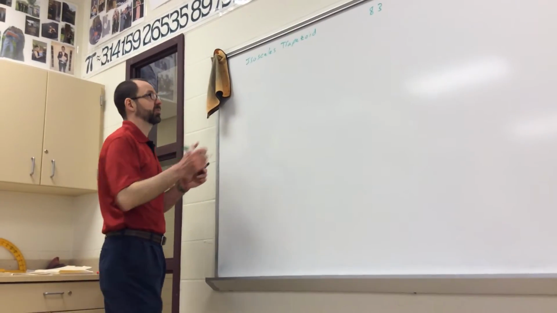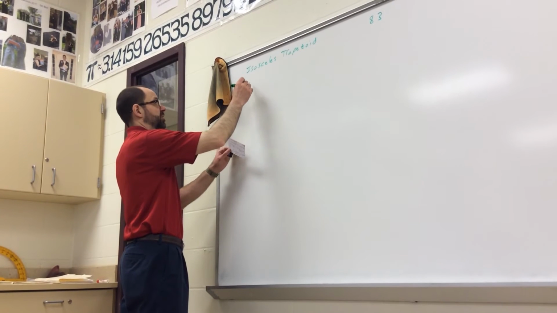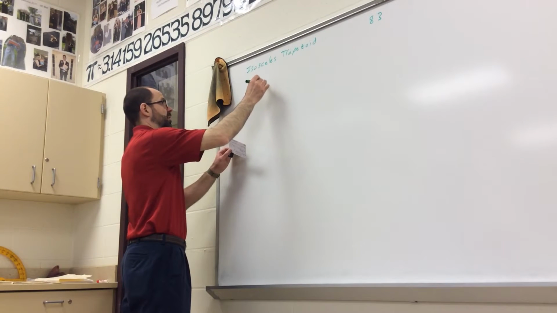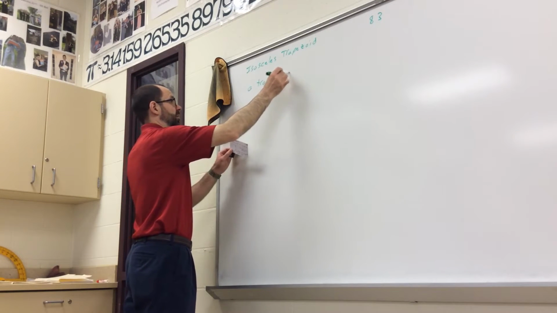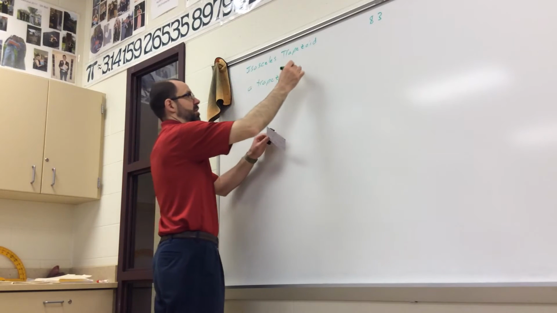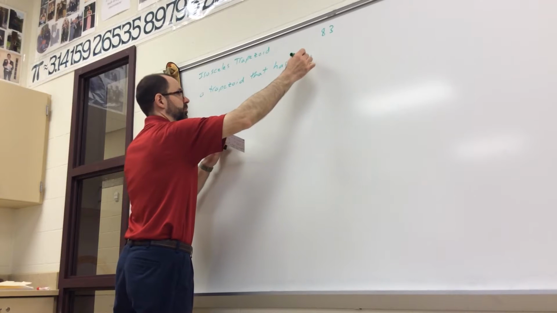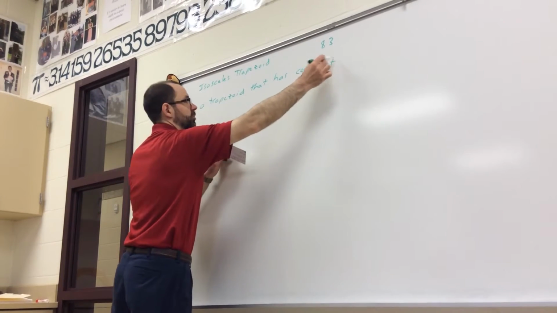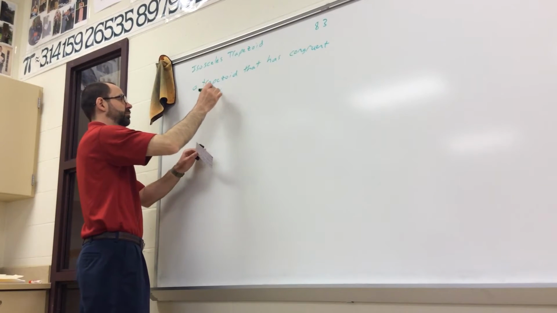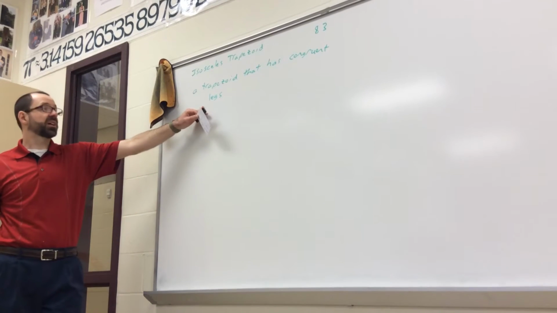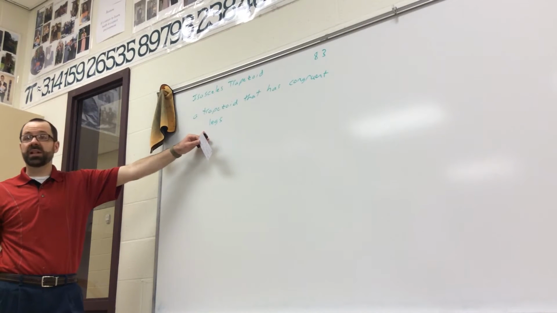Now today, we're going to have an isosceles trapezoid, and an isosceles trapezoid is a trapezoid, obviously, that has congruent legs. An isosceles trapezoid is a trapezoid that has congruent legs.